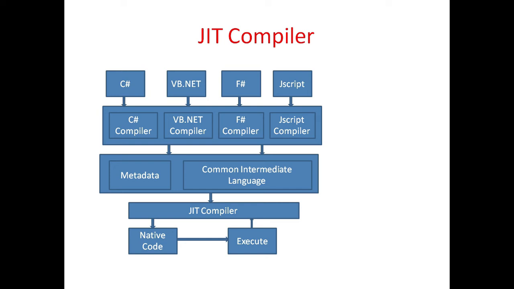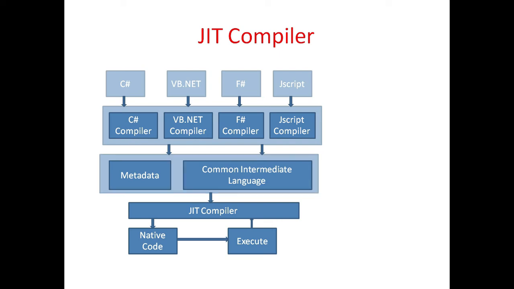This is the structure of the JIT compiler. As you know, the .NET framework supports different programming languages. Each of these languages has its own specific compiler. The code compiled by this language-specific compiler is then converted into metadata and common intermediate language. This metadata and CIL is passed to the JIT compiler. This JIT compiler generates native code, which is then executed by the .NET framework.